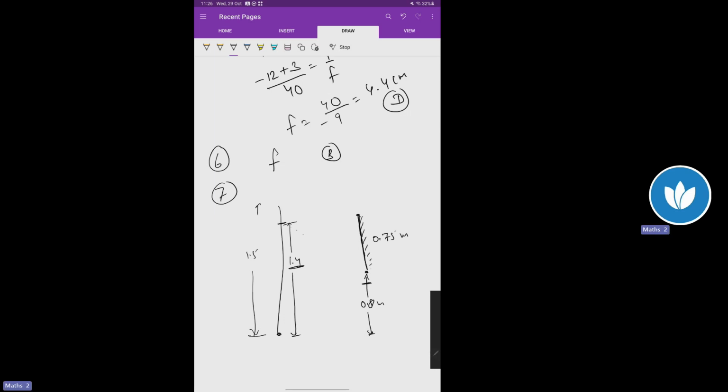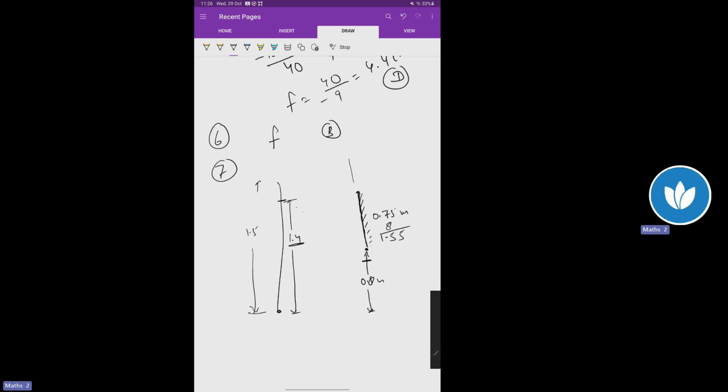And to see his head, the upper end: this is 0.8 and this is 0.75. So after adding these two, this upper end position is 1.55 meter, which is more than the height of his head. So he can see his head, but he can't see his feet. Option C, the boy cannot see his feet.